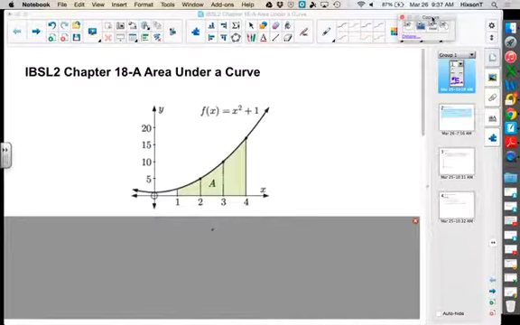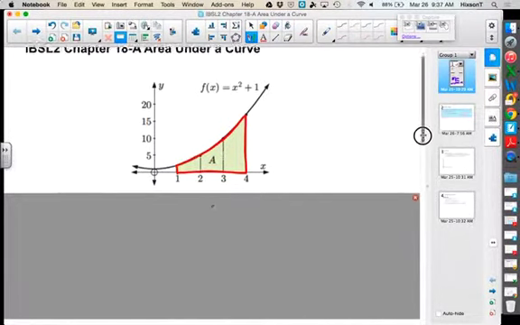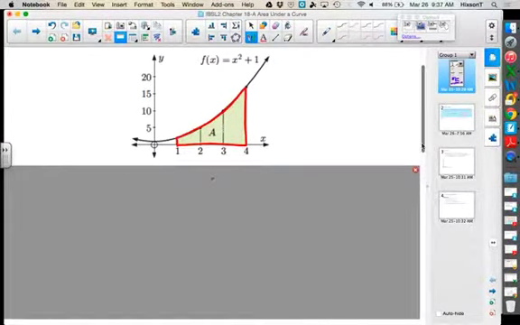So the idea is this: we're trying to find the area between the x-axis and the curve along a specified interval, in this case from 1 to 4. The problem is, obviously it's a curve. It's not a straight line. So a number of different ways have been developed to approximate this. We're going to look at a couple briefly, summarize it, look at a little bit of notation, and try one of these.